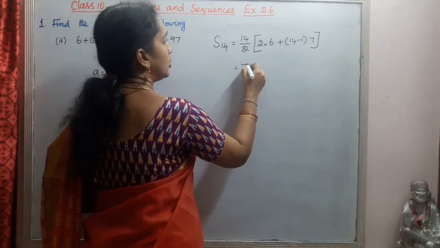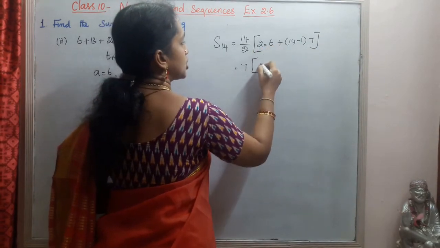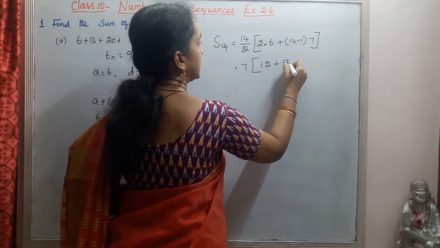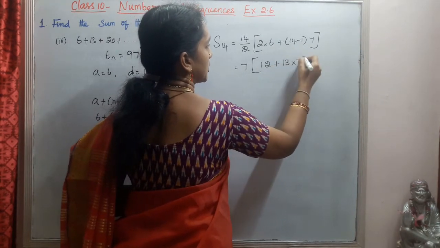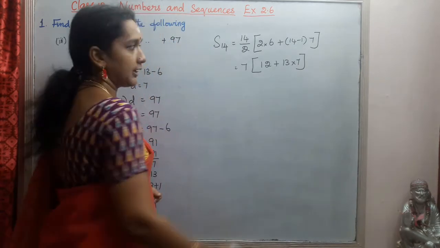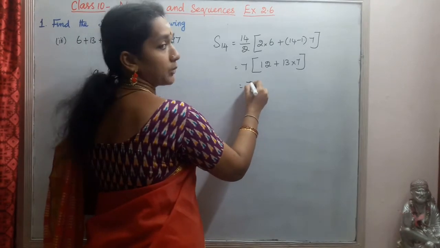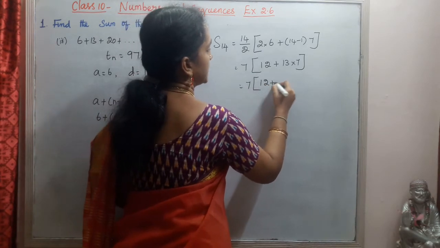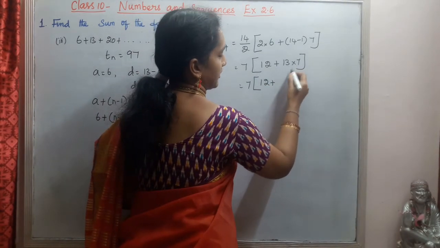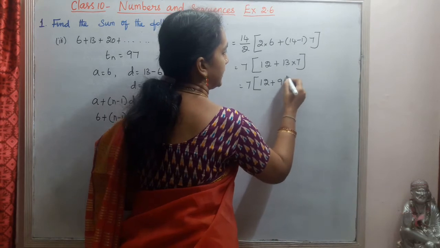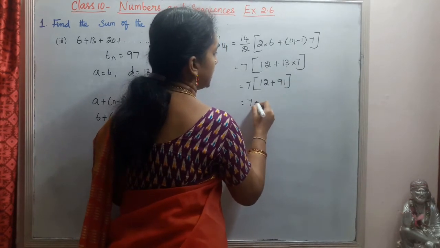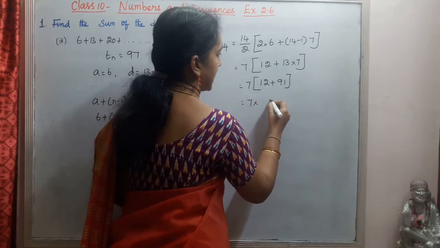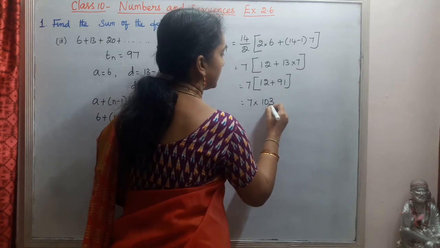So 14 by 2 is 7 here. 6 2s are 12 plus 13 into 7, as 14 minus 1 is 13. So this is equal to 7 into 12 plus 13 into 7. 7 3s are 21, so 91. So 7 into 12 plus 91, that is 103.